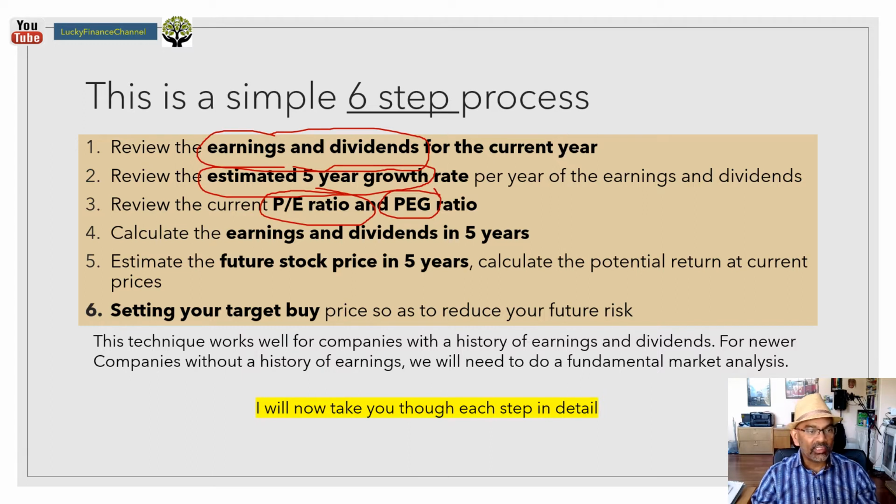Then we can do a simple calculation to calculate the earnings and dividends over the next 5 years. And finally, we can estimate the future stock price over the next 5 years. I'll also show you some tricks of how you can calculate the right entry price or target price to buy the stock so as to reduce your future risk. This technique works really well for companies such as Apple, which have a long history of earnings and dividends.